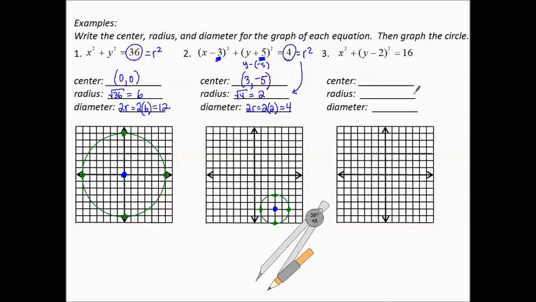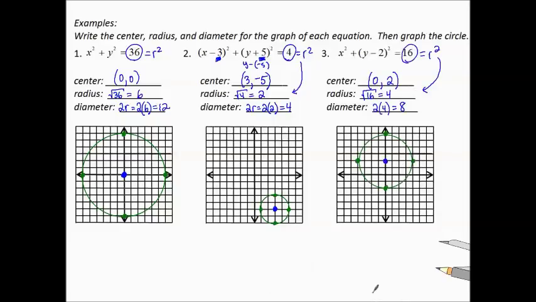Maybe you try to do the last one on your own. Pause the video now, come back and see how you did. Does your circle look like this?